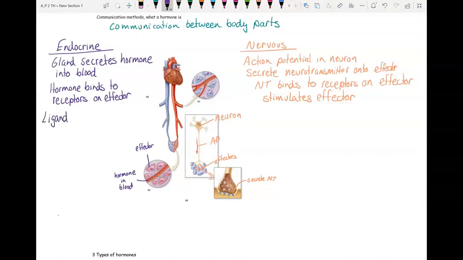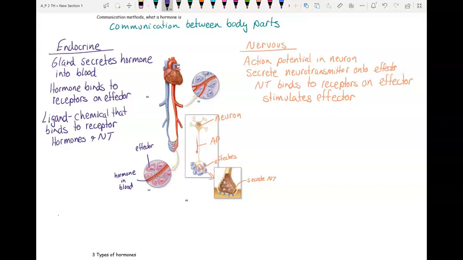So you may remember in chapter 12 we talked about ligand regulated gates. So a ligand is a chemical that binds to a receptor. So hormones and neurotransmitters are your two types of ligands.